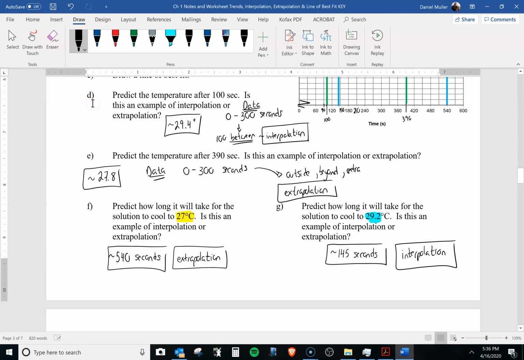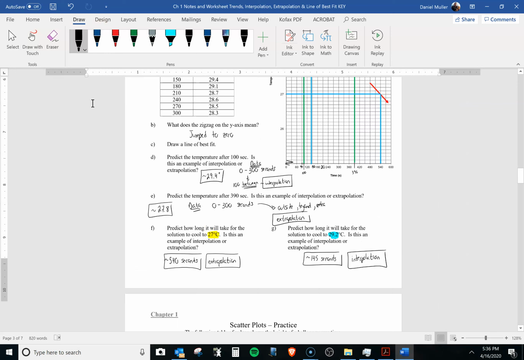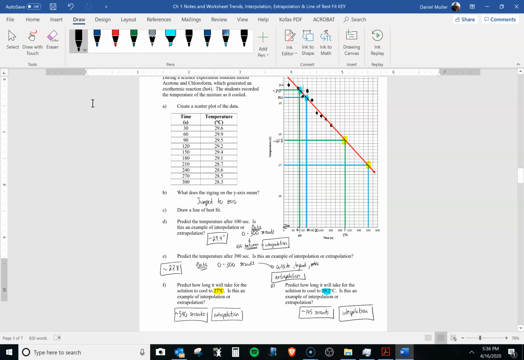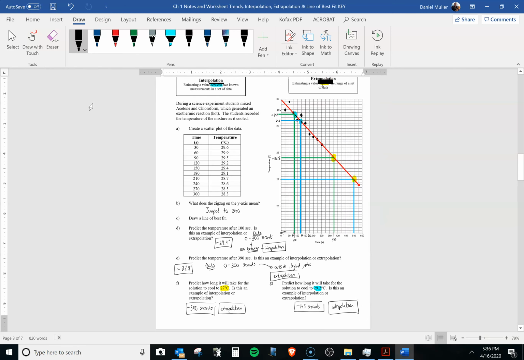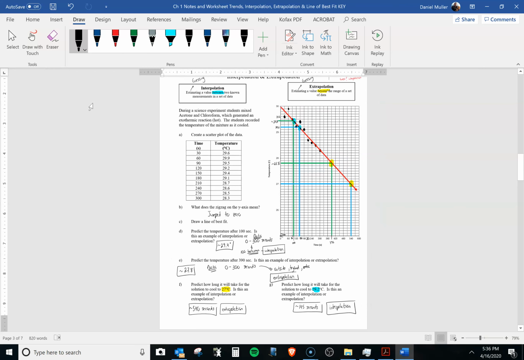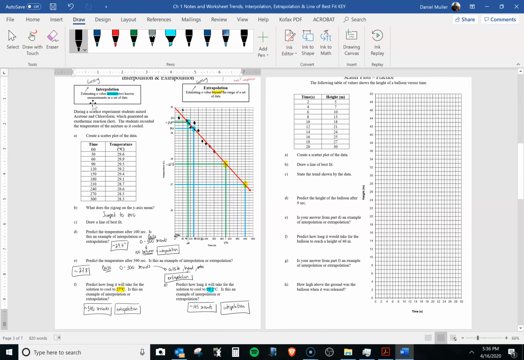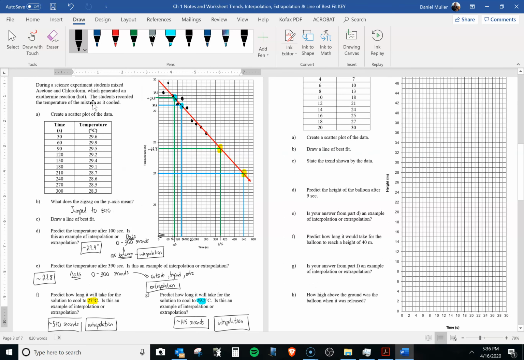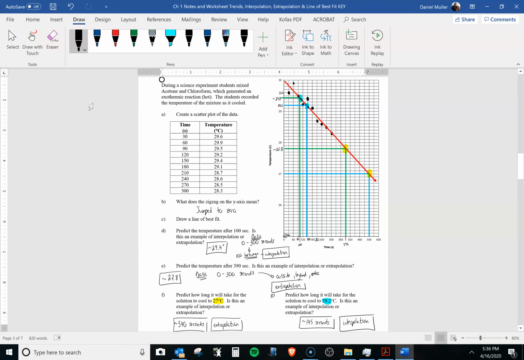All right, so again, this is one question. This is one of the biggest parts of this unit. It's being able to get a bunch of data, plot it, create a line of best fit, and then just start guessing, which we call estimating. So we start estimating a bunch of things, and then you need to know if that estimation is an interpolation or an extrapolation. So this is a really good question, and there's a bunch of worksheets for you to do after.